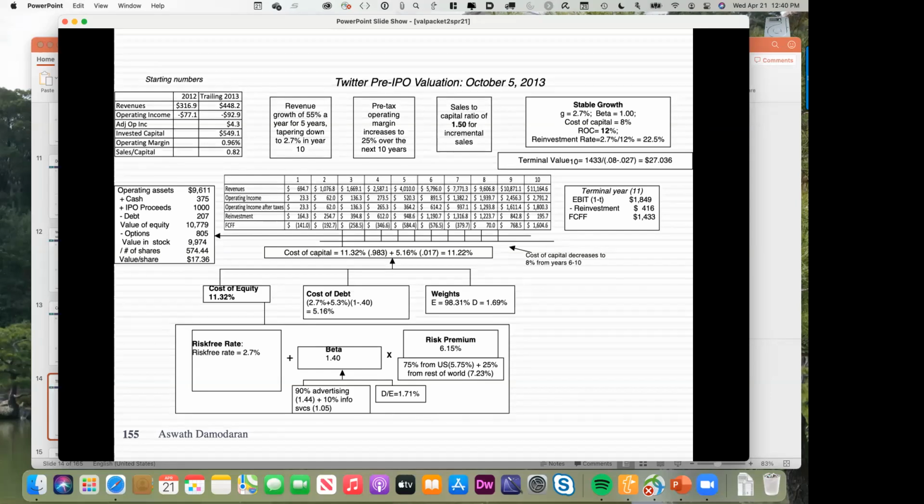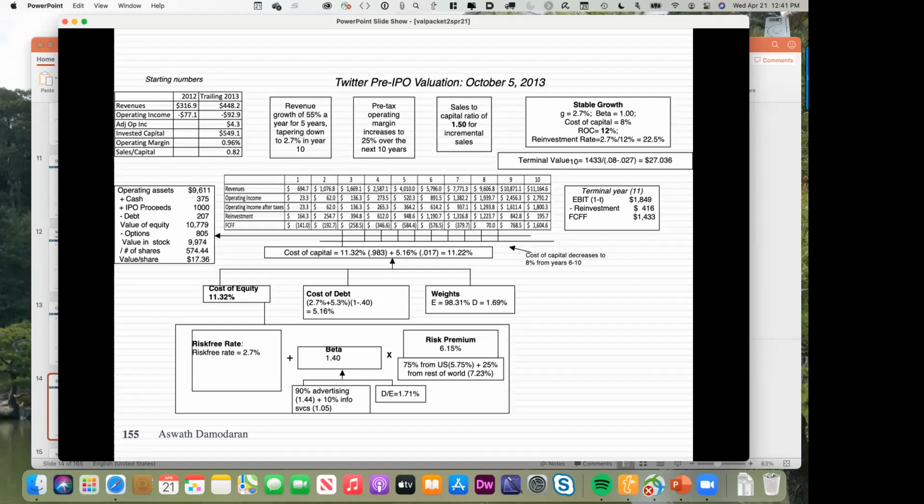To give you an example, this is the valuation I did on October 5th of 2013, at the time of Twitter's IPO. They'd filed their prospectus. And one of the nice things about valuing companies for an IPO is the financial statements you see in a prospectus look just like the financial statements in a 10K, 10Q, or an annual report. So you're looking at numbers that are comparable. It's very much like a public company, and I valued it exactly the way you value companies.